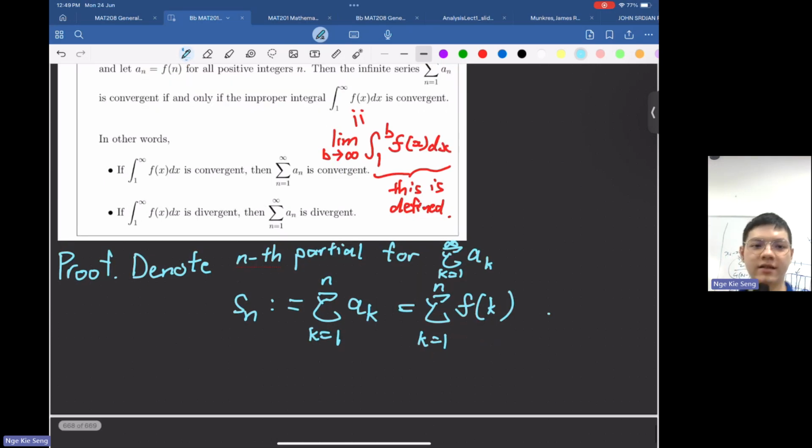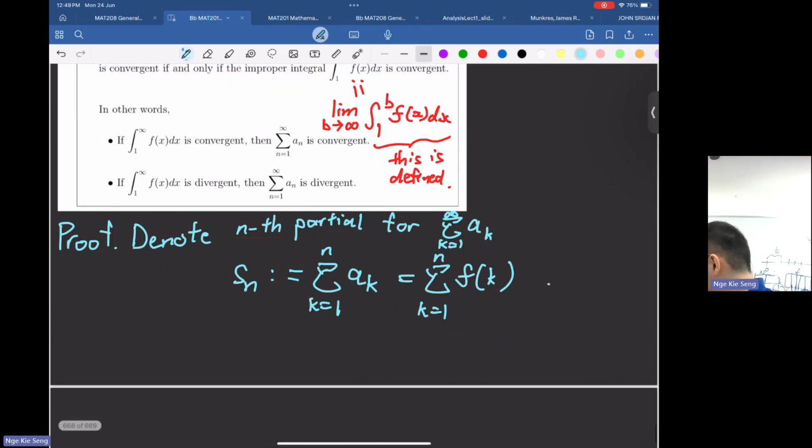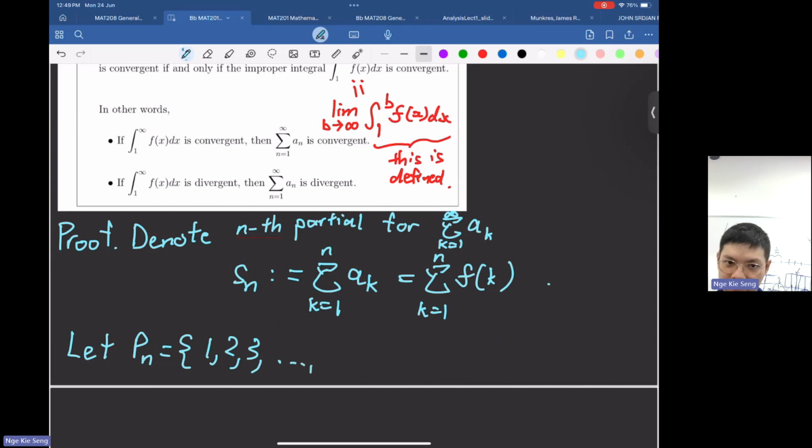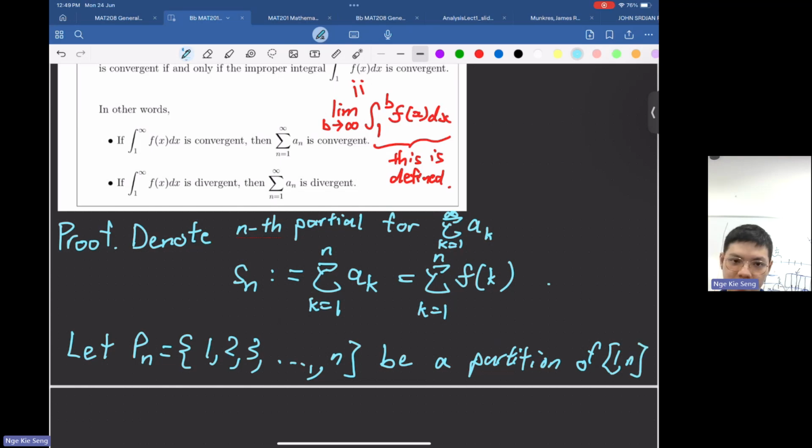How to realize it? Exactly, we introduce this P_n, the partition of 1, 2, 3, up to n. Let it be the standard partition of 1 to n.